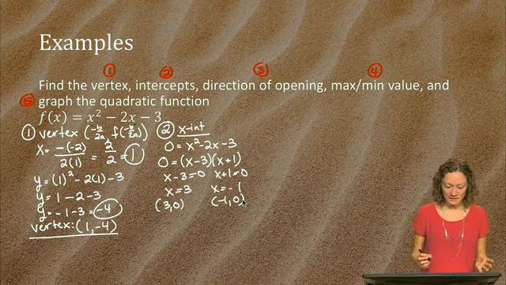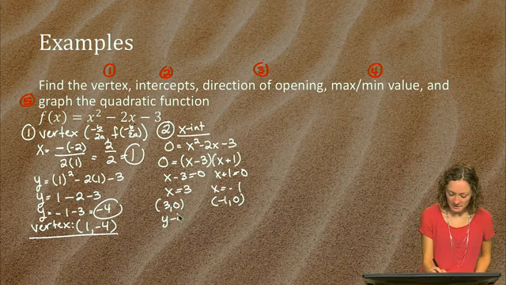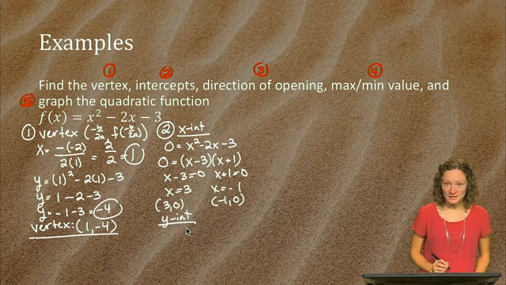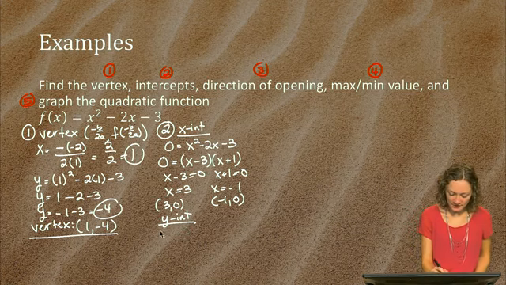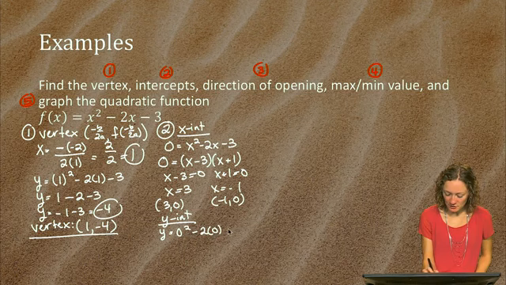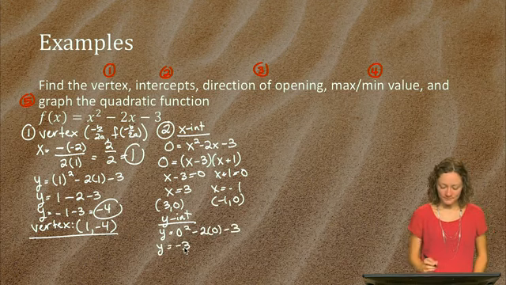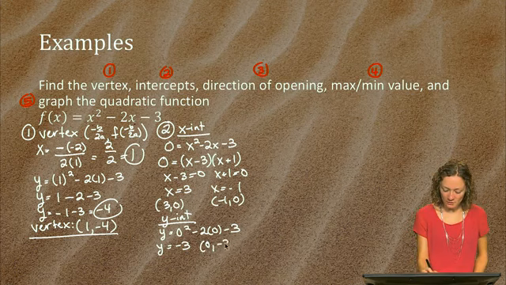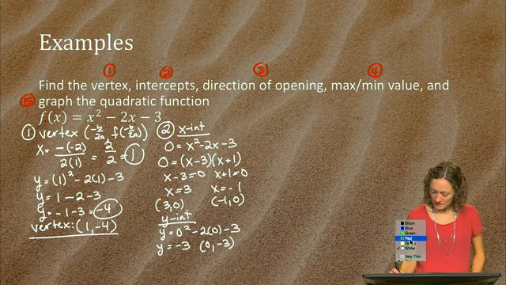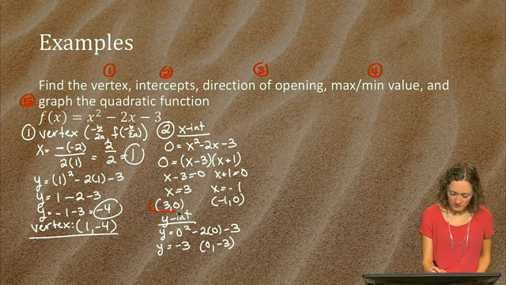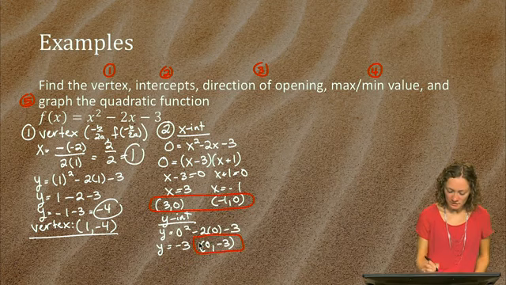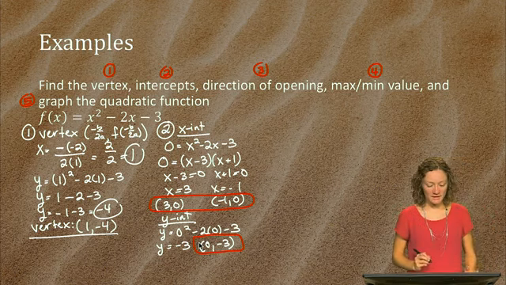Okay, then we also need the y-intercepts. Y-intercept is plugging in 0 for x, so we have y equals 0 squared minus 2 times 0 minus 3. So y equals -3. As an ordered pair, 0, -3. So we have these two, and we have this one. We have all three of our intercepts.